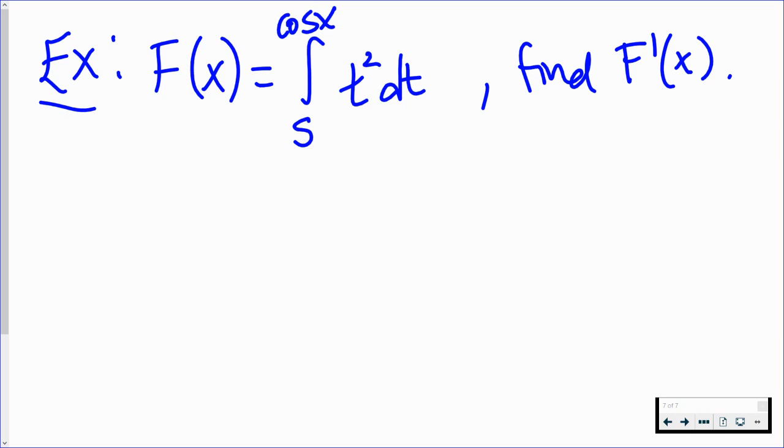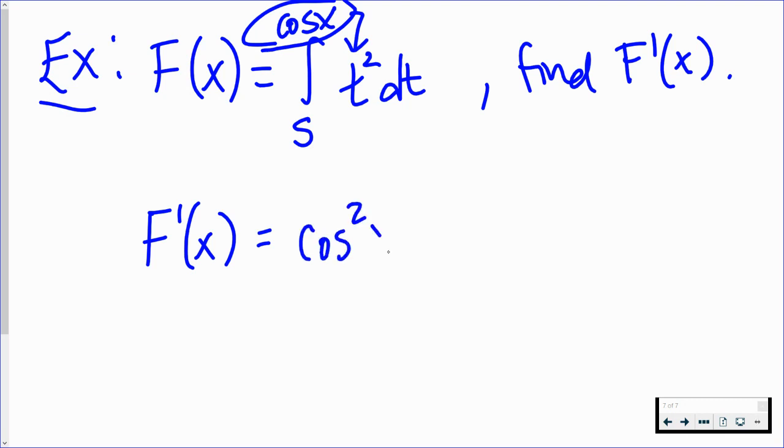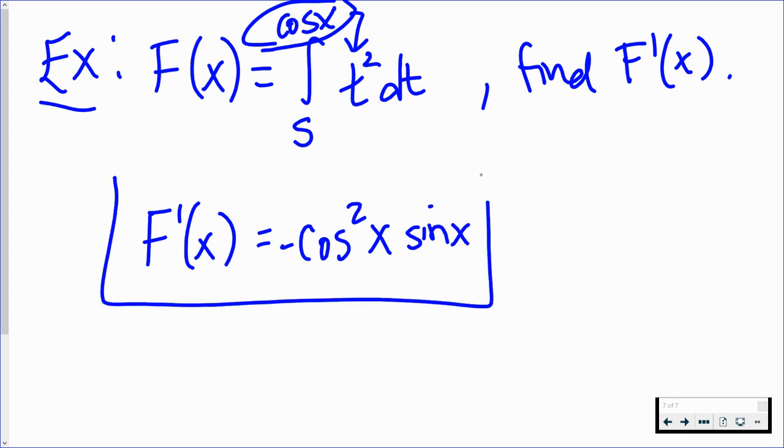Okay, well, we know that we're taking the derivative of the integral, so we're using second fundamental theorem, which says we need to plug this function in for the t. So we're going to have a cosine squared of x. But then, because this is not just an x as our upper limit, we have to remember to multiply by the derivative of that function. So the derivative of cosine is negative sine. So I'm going to put a negative out front. So f prime of x would be negative cosine squared of x times sine of x. Let's try one more like that.